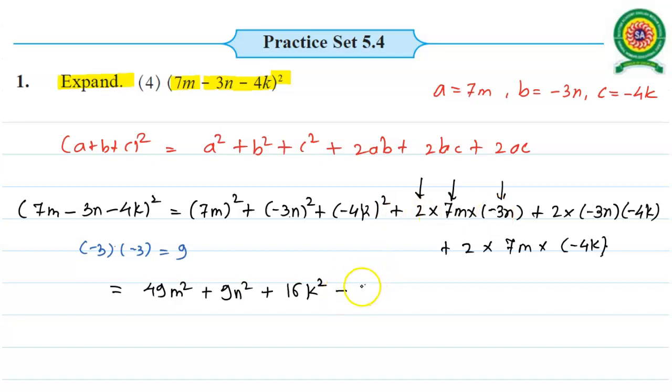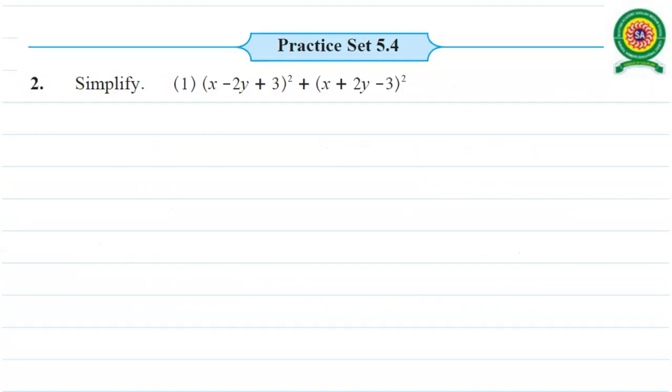So I am writing minus of 42 times m into n as it is. Minus minus becomes plus, so plus plus is plus. 3 2s are 6, 6 4s are 24 times nk. Now plus minus becomes minus, 7 2s are 14, 14 4s are 56 m into k as it is. So this is the expansion for 7m minus 3n minus of 4k the whole square. Look at the next question.